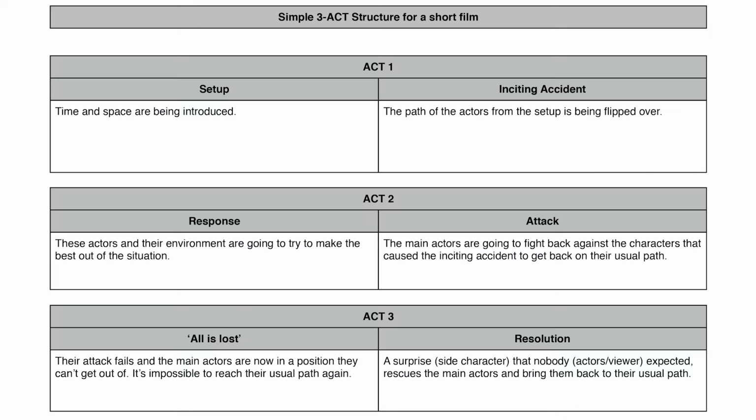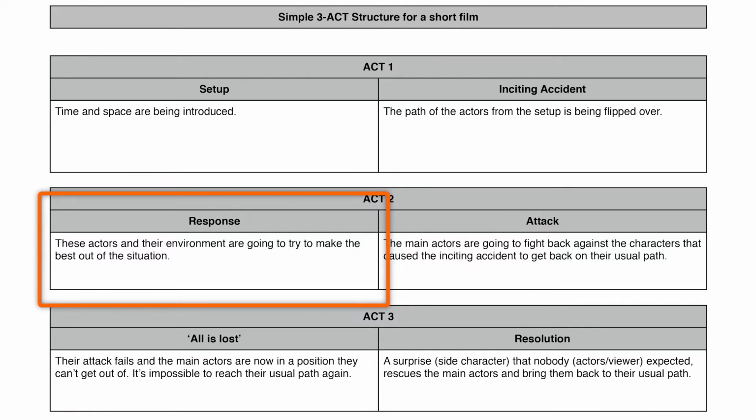Then the next thing in Act 1, so that's why it's called 3-act structure, is the inciting accident. Now, what's that all about? In the inciting accident, and you can see it right here, the path of the actors from the setup is being flipped over. So that means they were living happily as a happy family in their house, and suddenly the aliens come to planet Earth. Well, their lives kind of flipped over here. It's not going to be the same anymore if aliens are attacking the Earth.